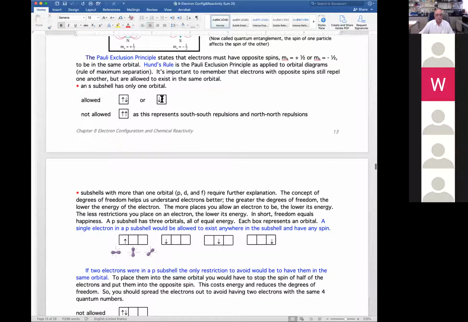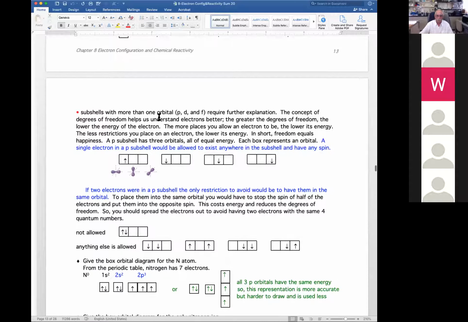So this is allowed because they're paired. This is not allowed because they're not paired. All of this is allowed. And this is where I really get irritated sometimes with my fellow chemistry professors. They'll say, oh, this is bad. That's bad. You have to go here and then here, then here. No, you don't. Electrons don't have to follow rules that you as a human make up. They just do what they do.